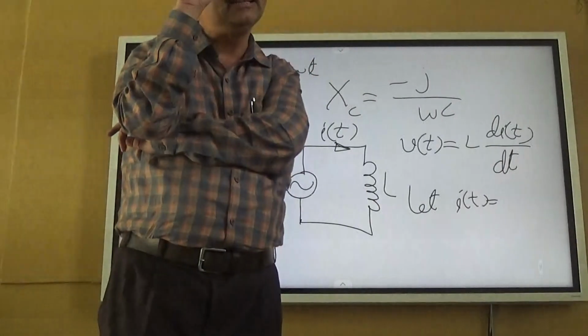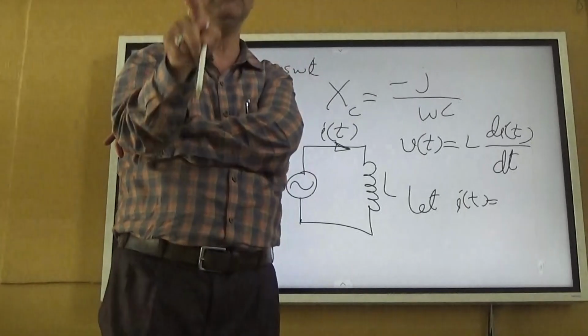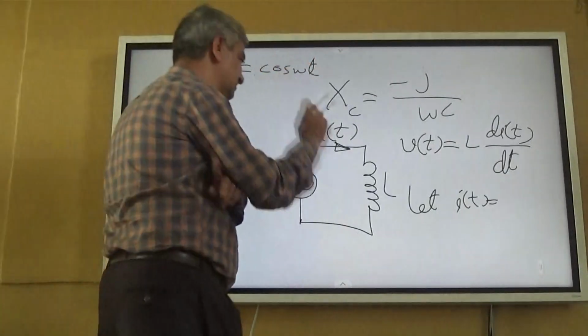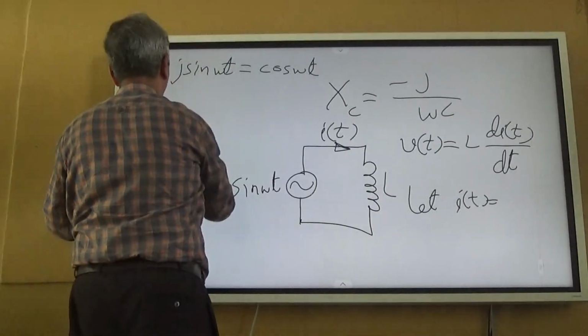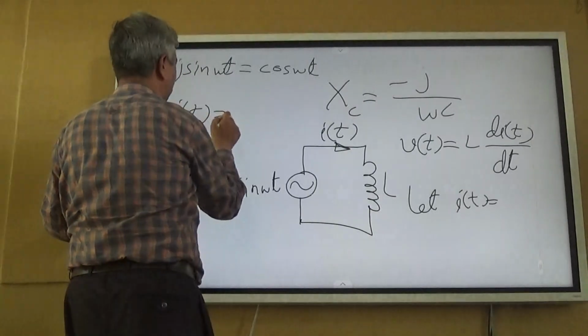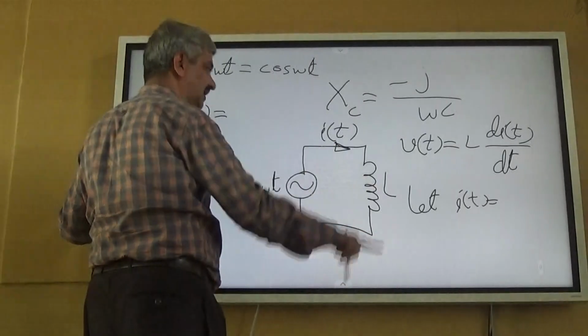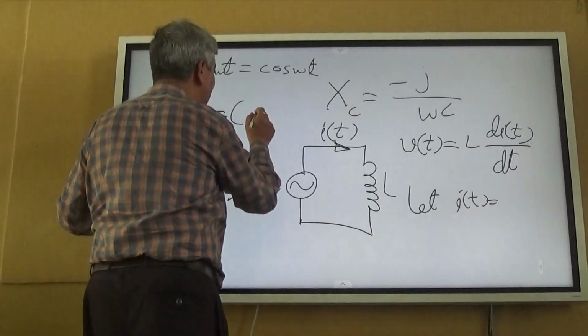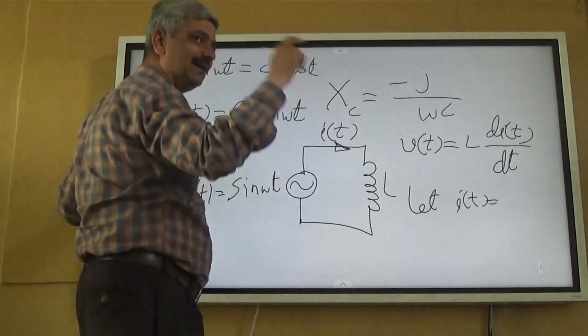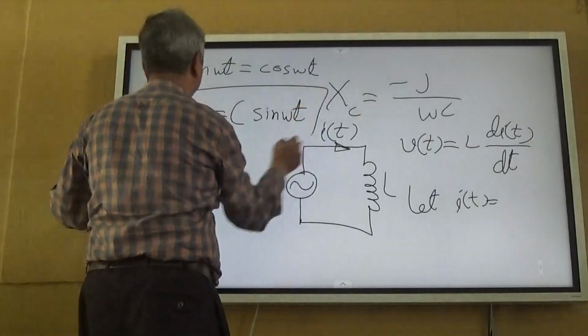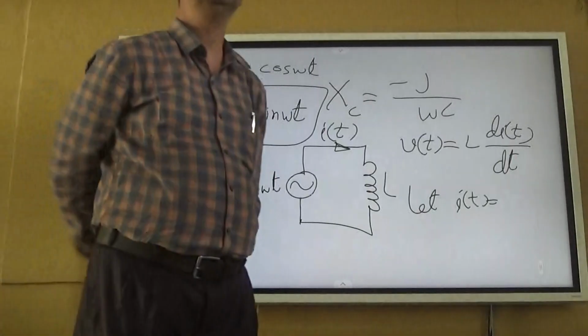Same can be represented by: I can say that IT has to be, if VT is sin omega t, in that scenario, IT has to be C sin omega t. Am I right or not? Where, what is C?